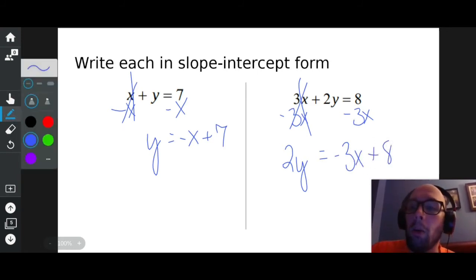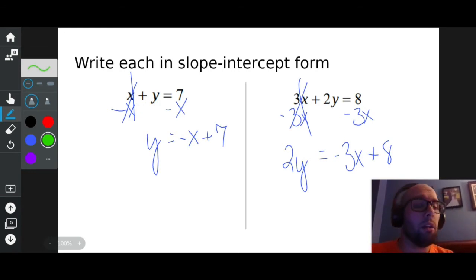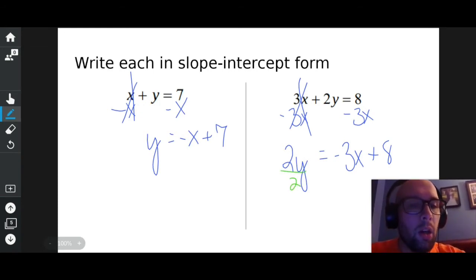Is y all by itself now? No. What's in the way? 2. How is 2 in the way? It's being multiplied. How do I get rid of it? Divide it. Divide everything by 2, divide by 2, and divide by 2.